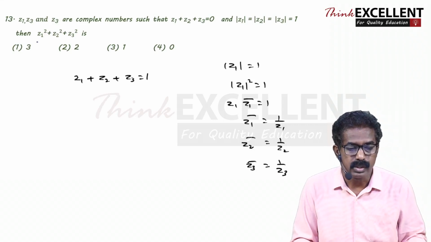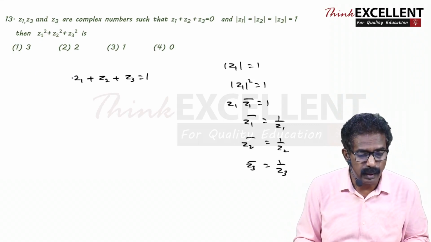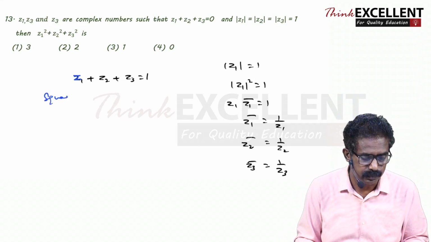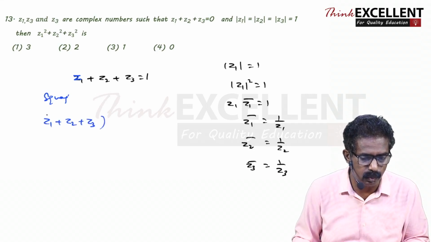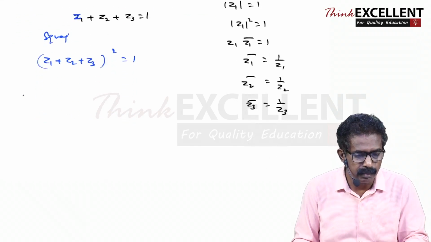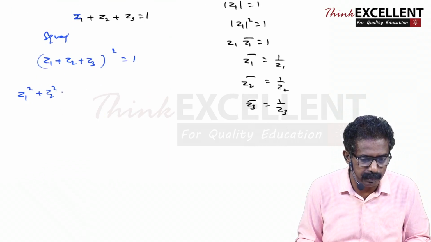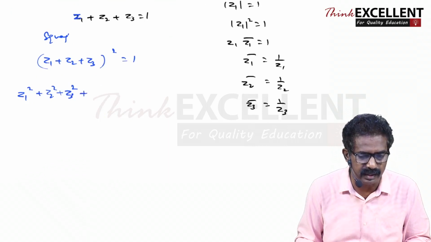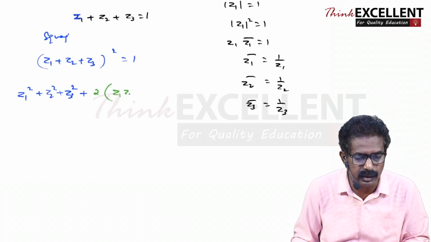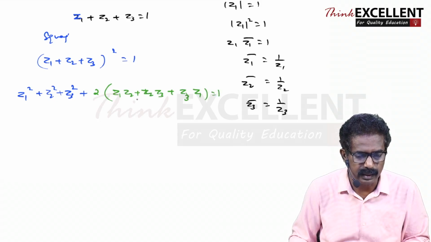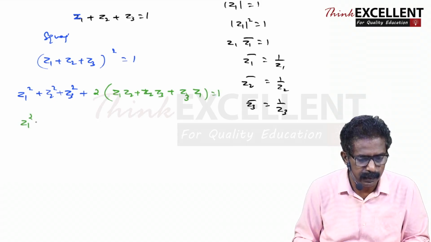So they asked to find Z1 square plus Z2 square plus Z3 square. So you have to square it. So squaring, Z1 plus Z2 plus Z3, the whole square, is equal to 1 square. 1 square is 1. So when you simplify, you are getting Z1 square plus Z2 square plus Z3 square, this is what we want to find, plus 2AB plus 2BC plus 2CA. So you can say 2 into Z1 Z2 plus Z2 Z3 plus Z3 Z1 equal to 1, right? So Z1 square plus Z2 square plus Z3 square.